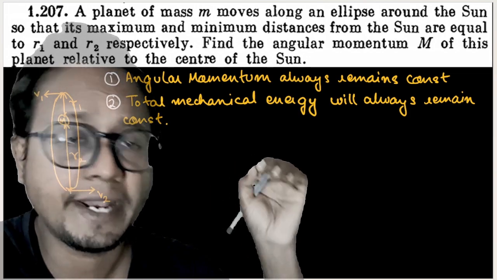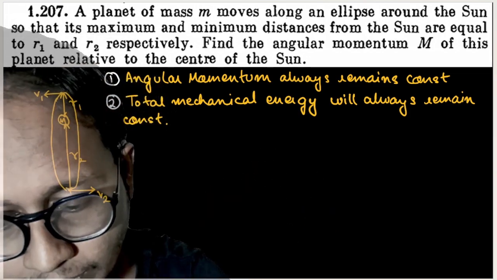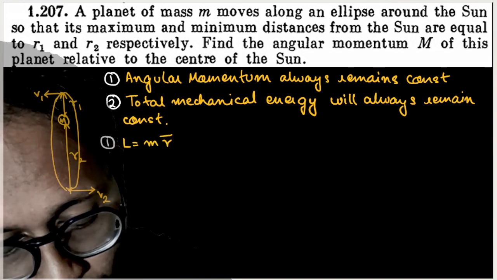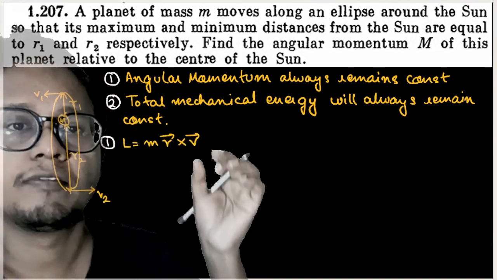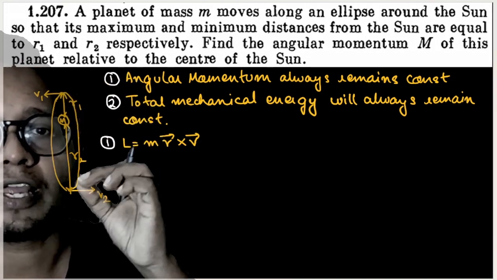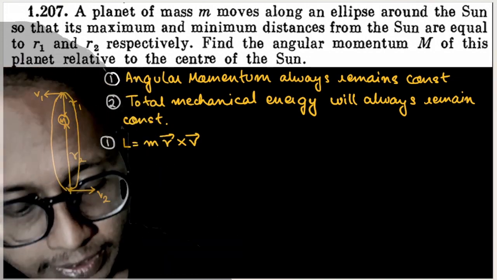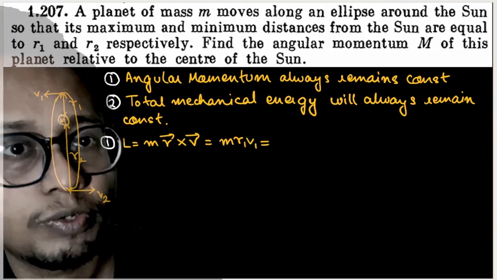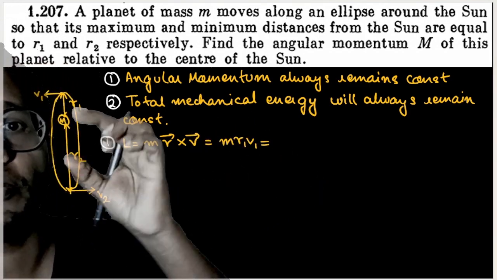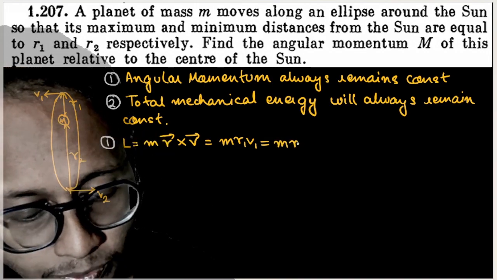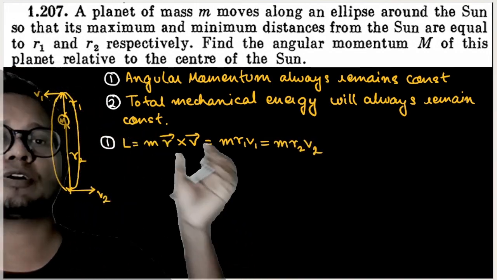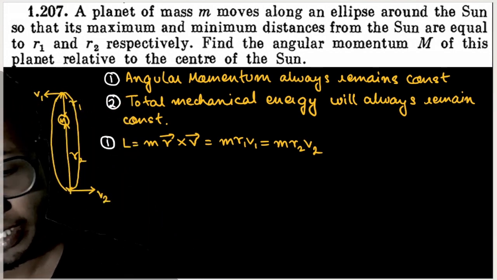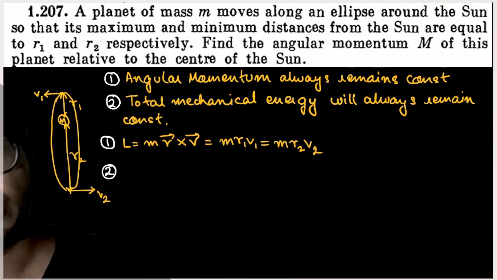So when I use the formula for angular momentum, m r v sine alpha, the value of alpha is 90 degrees. Using the first formula, angular momentum is m into r cross v into sine alpha. The value of sine alpha out here is 90, and out here also 90. So it is nothing but m into r1 into v1 into sine 90, and sine 90 is equal to 1, which should be equal to m into r2 into v2. Why? Because the angular momentum of the particle out here is equal to the angular momentum of the particle out here.